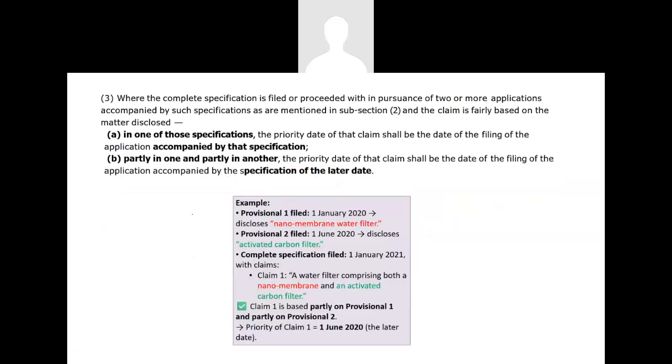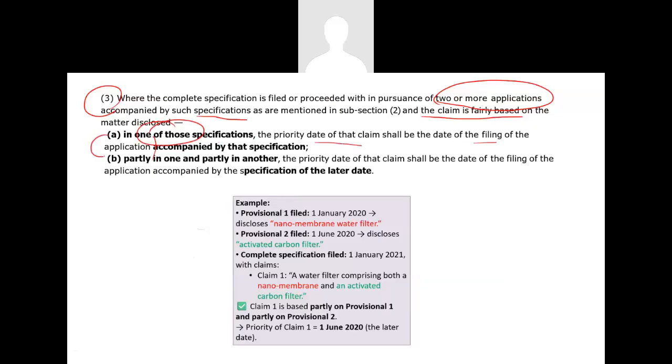Let's go ahead. There is another subsection of section 11, which is subsection 3, as per which, if, let's say, there are two or more patent applications filed, let's say there is provisional 1, provisional 2, provisional 3, and then it is accompanied by such specification, and the claim is fairly based on the matter disclosed in one of those specifications, then the priority of that claim shall be the date of filing of that application accompanied by that specification.